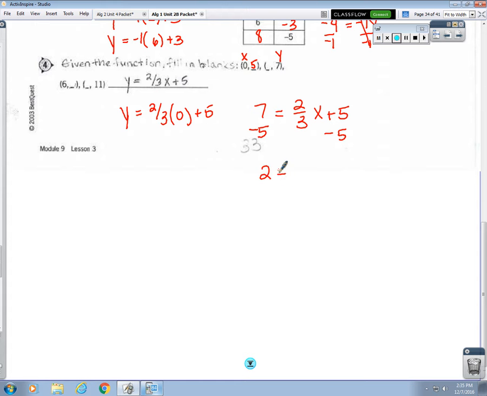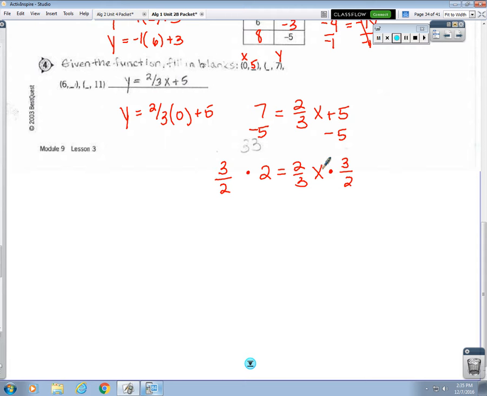So 2 equals 2/3 x. Now what do we do? Multiply by 3. Good. You can divide by 2/3, but like Genesis said, I taught y'all that when you're dealing with a fraction, it's better to multiply by the reciprocal on both sides. But you can divide by 2/3 if you want.